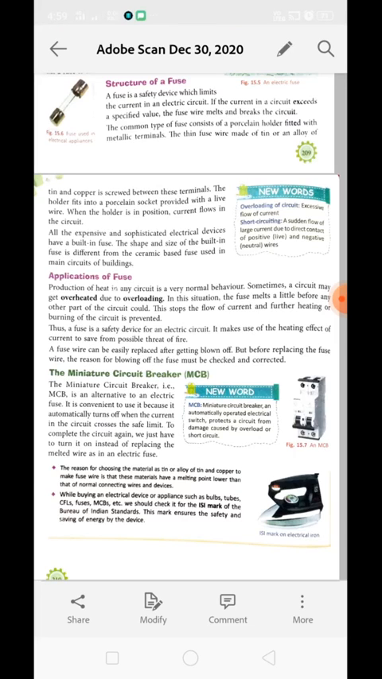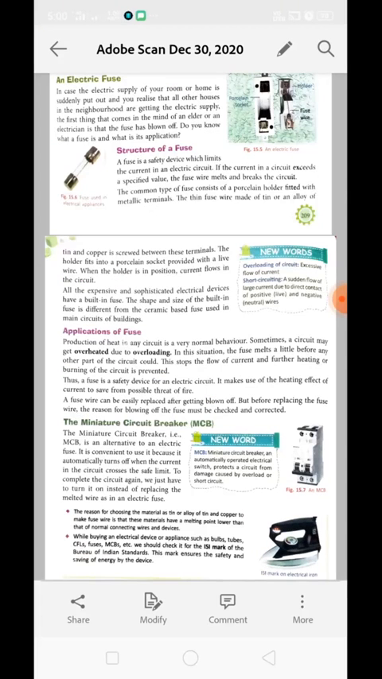Just imagine, if the fuse does not melt down, what will happen? Other circuits of the devices will get burned, they will get damaged, and it will cost a lot. It will be very costly to repair them in that condition. It is better that the fuse melts before the device does.